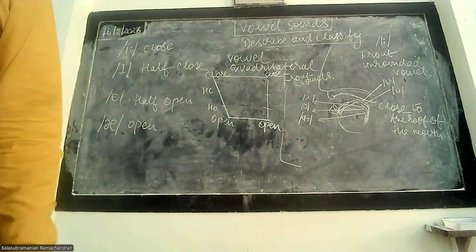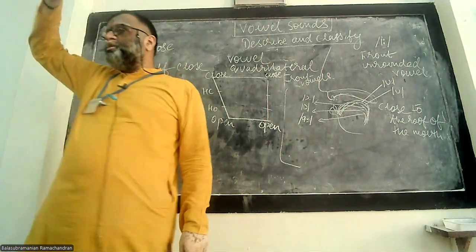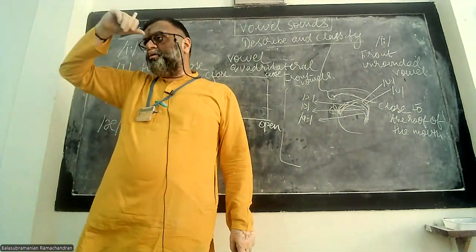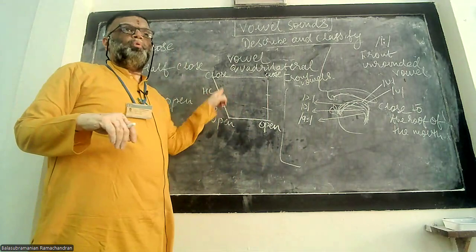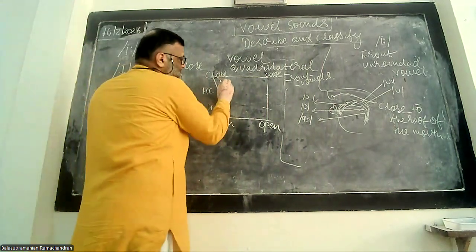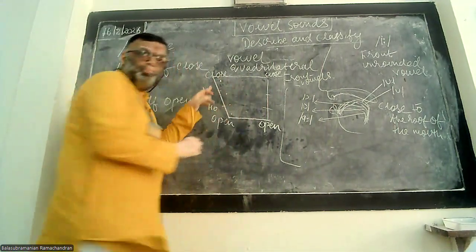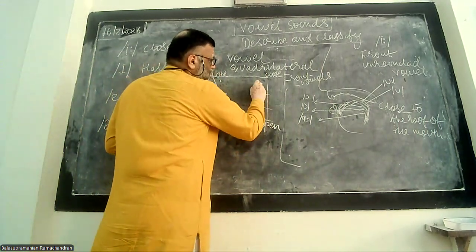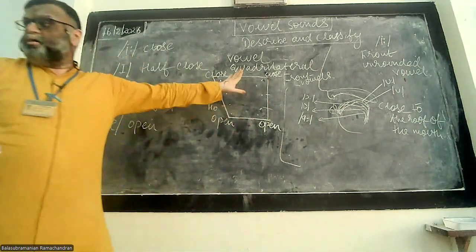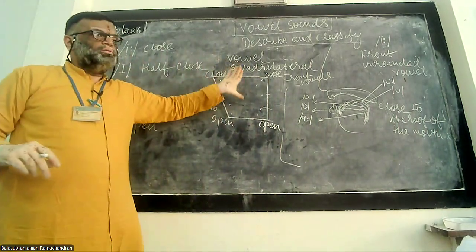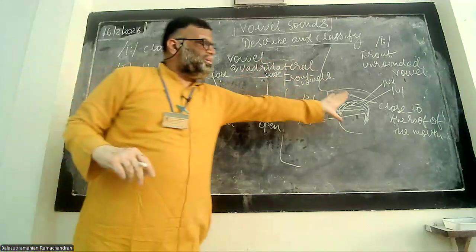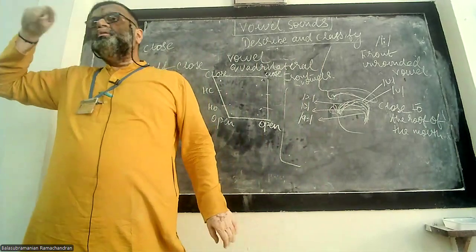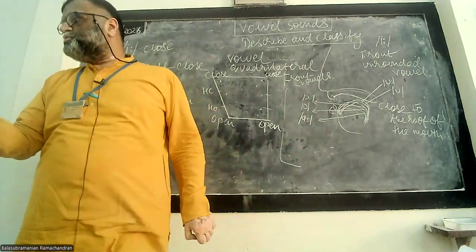Please mark the position, the height to which the back part of the tongue is going up for the back vowels. In a similar manner, we will plot those dots, something like this. Remember, this vowel quadrilateral represents the area in which the tongue moves to produce the vowel sounds.